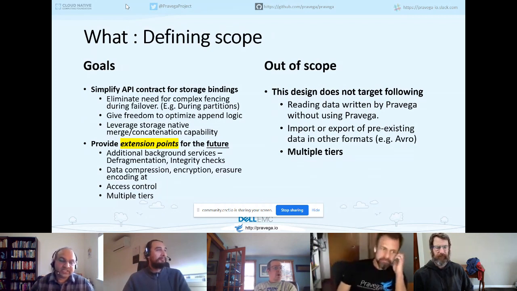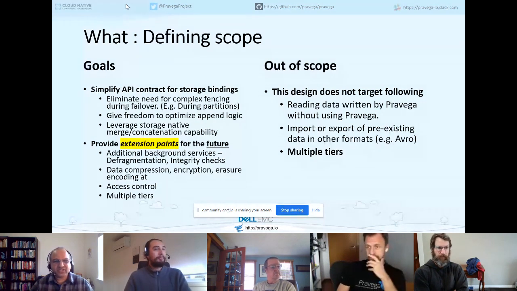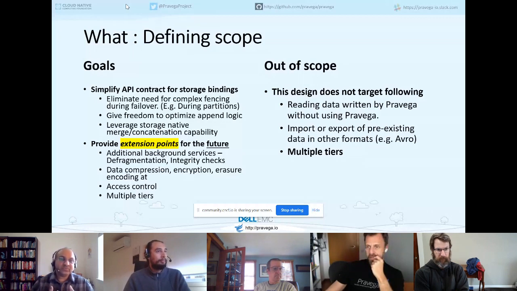SLTS also aspires to provide extension points for the future, like additional background services like defragmentation, integrity checks, possibility of data compression, encryption, erasure encoding, and all those sort of things. We also can support access control, multiple tiers. Again, that's not what we are doing in this particular 0.9 or 0.10 milestone, but it's an extension point for the future. What is out of scope for SLTS?